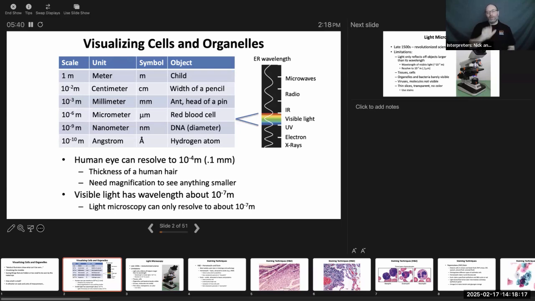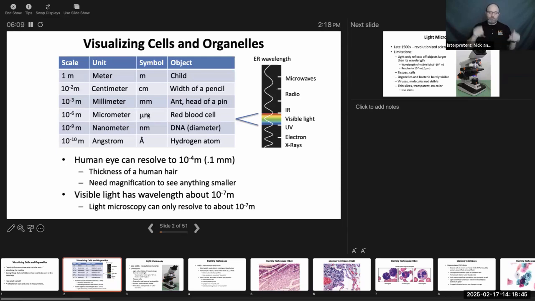So imagine something the size of a tiny ant or something the size of a head of a pin, and 1/10 of that. Now you're getting pretty darn small. And 10 to the minus 4 meters or 1/10 of a millimeter, that's about the thickness of a human hair. And that's about the smallest thing that a human can make out, distinguish with the naked eye. Anything smaller than that is going to require some form of magnification to see it.